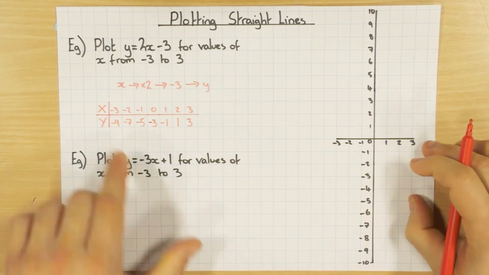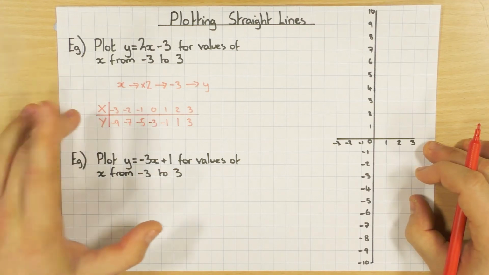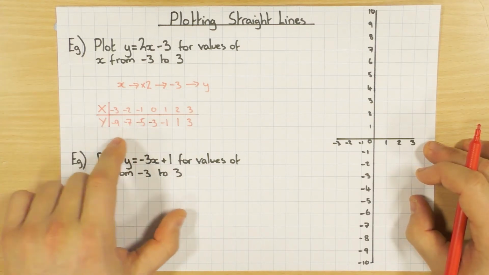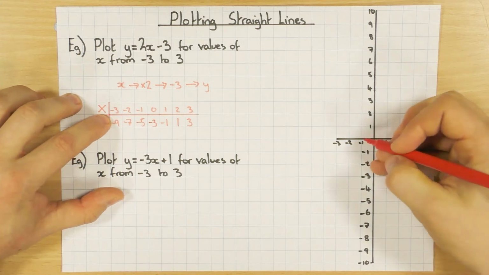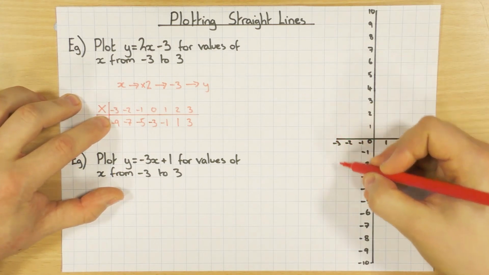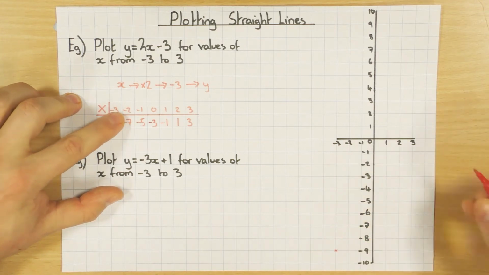Okay? Once you've got your table of values, like I said, sometimes they give it to you, sometimes they don't. If they don't, just draw it like I did here. We can just plot them. So when x is -3, y is -9. So x is -3 along the corridor and down to -9. You put a little point there.